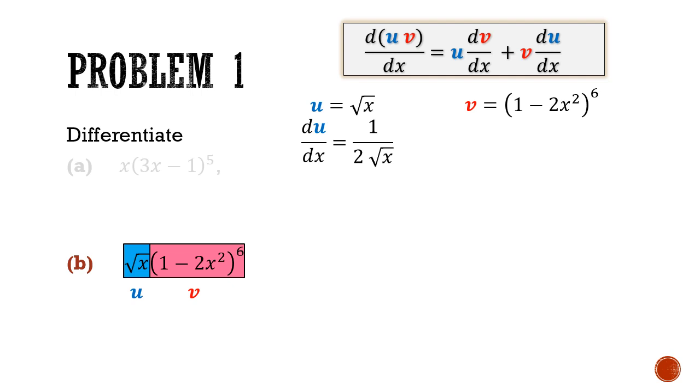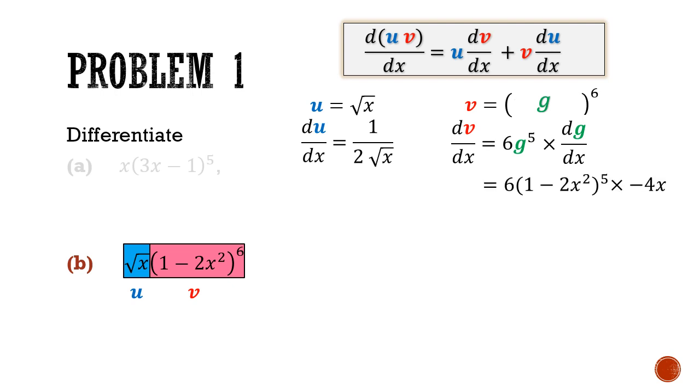Differentiating v, we'll need to apply the chain rule. So we can make a substitution. We'll let g equals 1 - 2x squared. So differentiating v with respect to g will give us 6g to the power of 5, and we'll have to multiply by the chain, which is dg/dx. Next, we can substitute back the g. So g will be replaced by 1 - 2x squared, so we get 6 times (1 - 2x squared) to the power of 5, multiplied by the chain, and the chain is differentiating 1 - 2x squared, which will give us negative 4x.